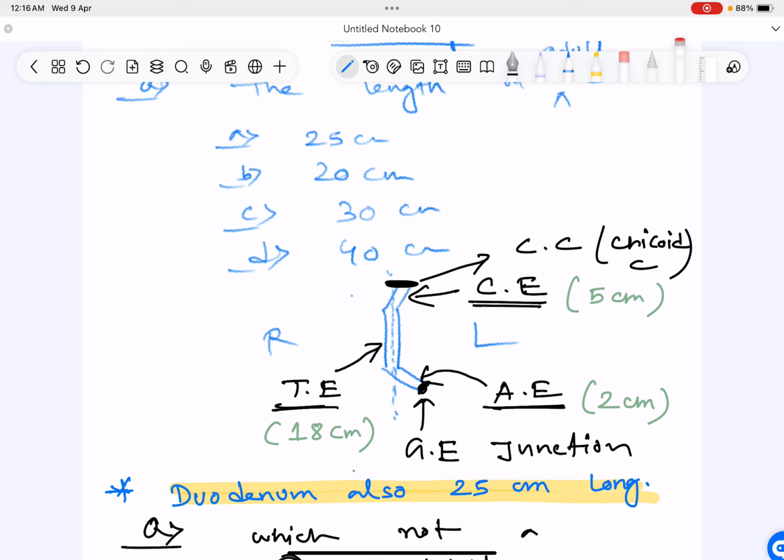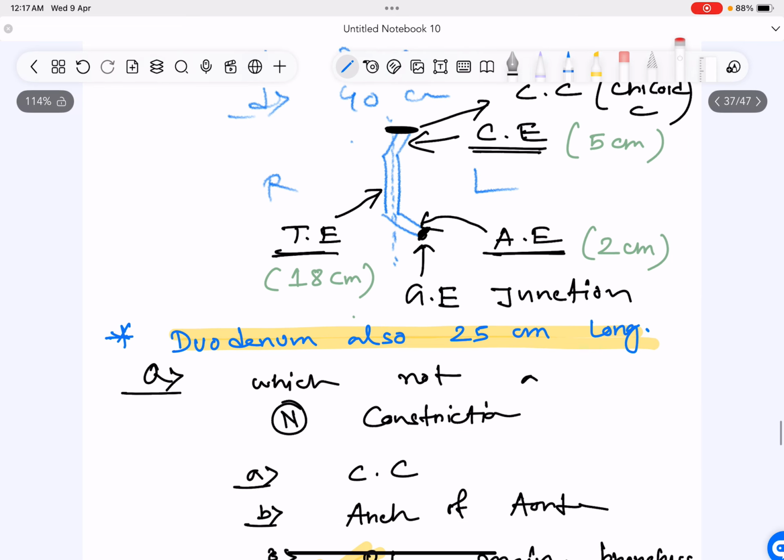See, the esophagus starts from the cricoid cartilage and goes up to the gastroesophageal junction. It starts from the cricoid cartilage at the C6 level and goes up to the GE junction at the T10 T11 level. Another structure which is also 25 centimeter long is the duodenum. How is the duodenum divided?